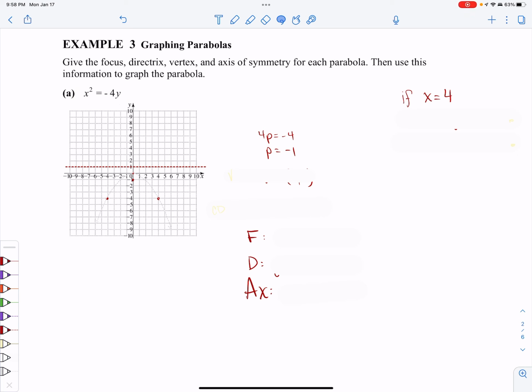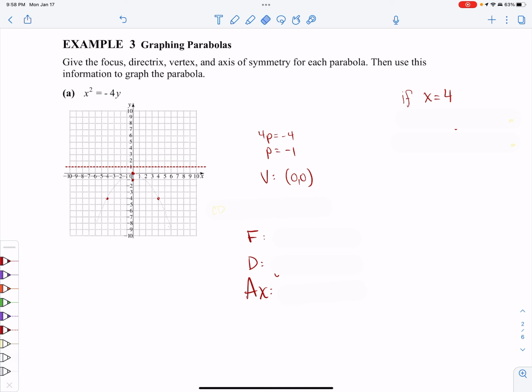This also can help me with getting my vertex. Remember, vertex is (h, k), and when you look at your equation, you don't have an h and you don't have a k, so both of those values are 0, 0. So this is at the origin. So we go ahead and we draw our vertex at the origin.